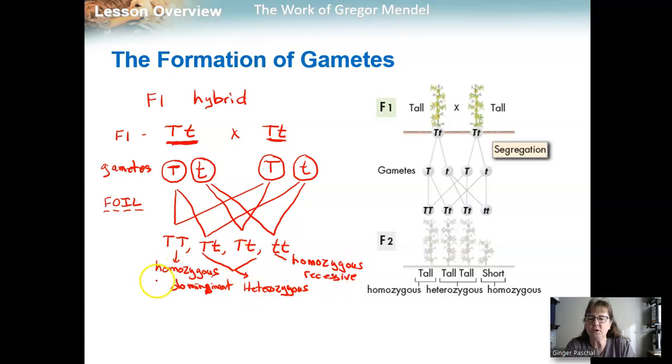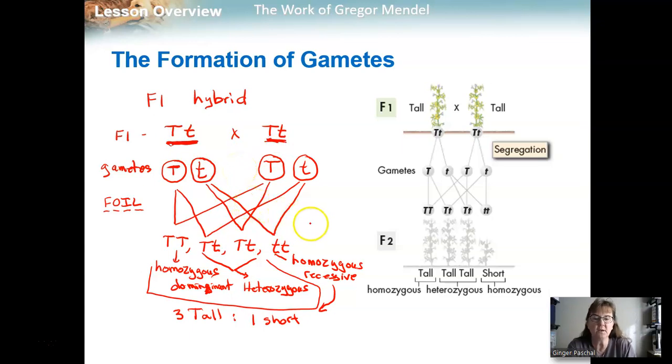Now, you should notice that these three plants are all tall. So we have 3 tall to 1 short. Now, we'll always get this 3-to-1 ratio when we have a hybrid crossed with a hybrid. It doesn't matter what kind of organism this is. So you'll always get this pattern. So these are how gametes are formed.